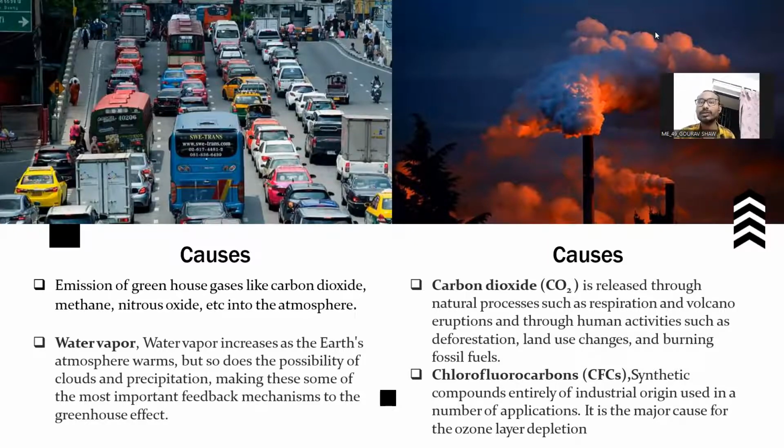There are many causes for global warming. The main causes are emission of greenhouse gases like carbon dioxide, methane, nitrous oxide, etc. into the atmosphere. Water vapor: water vapor increases as the Earth's atmosphere warms, but so does the possibility of clouds, making this one of the most important feedback mechanisms to the greenhouse effect.